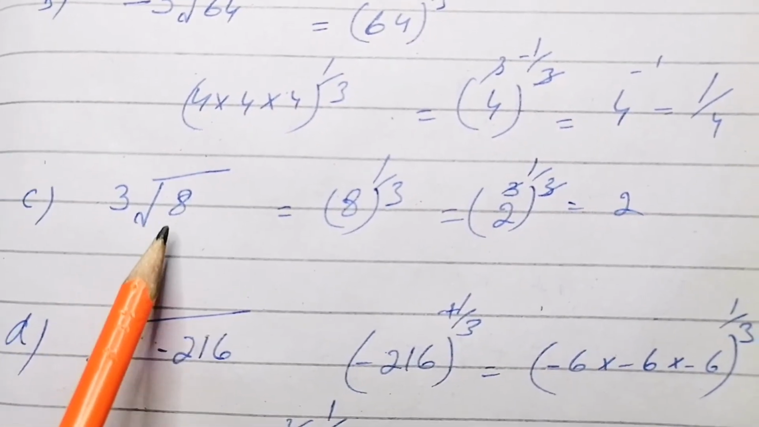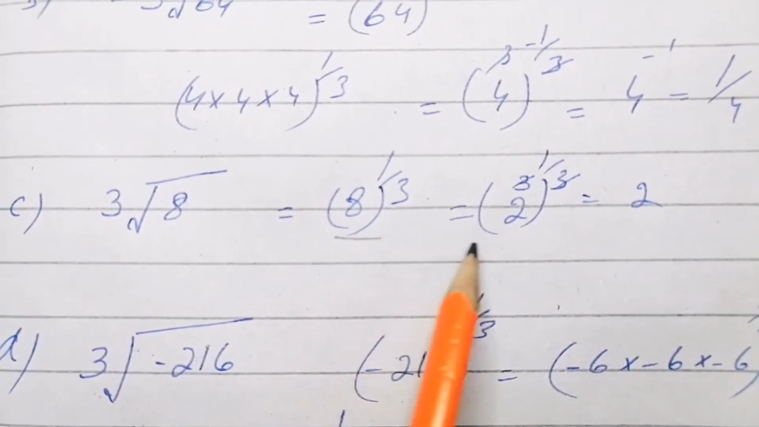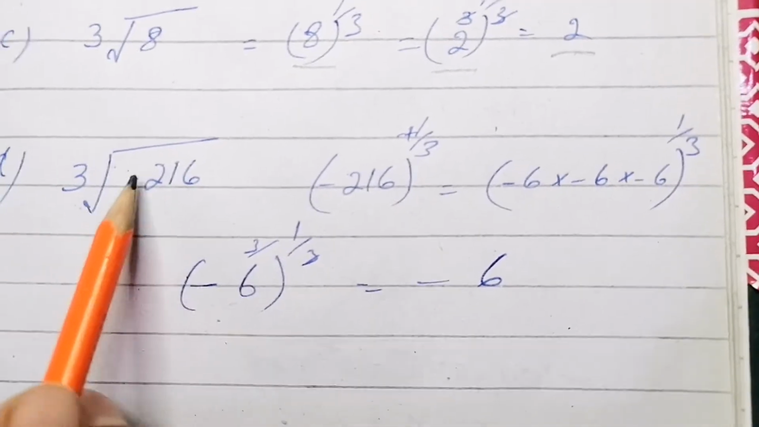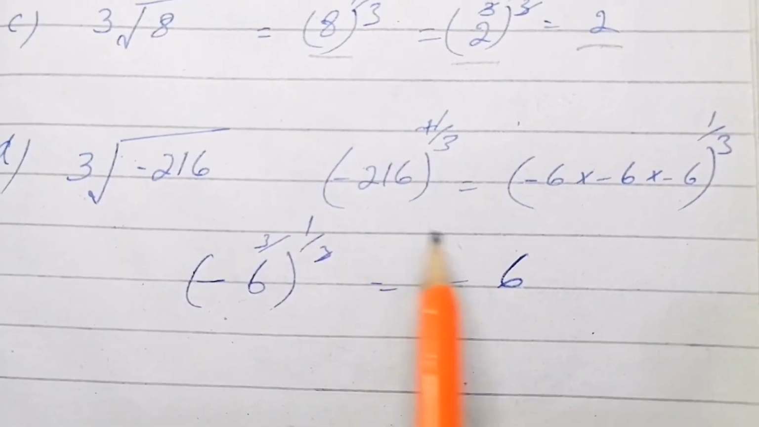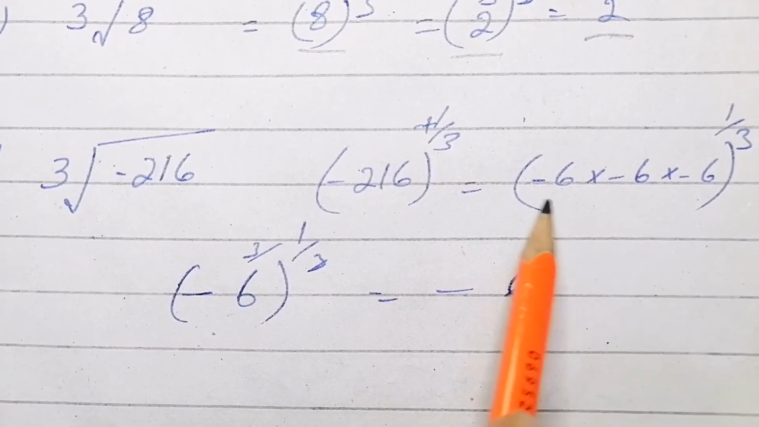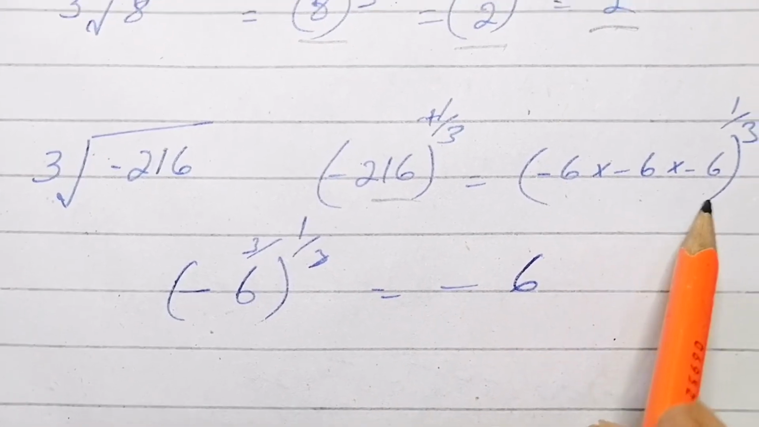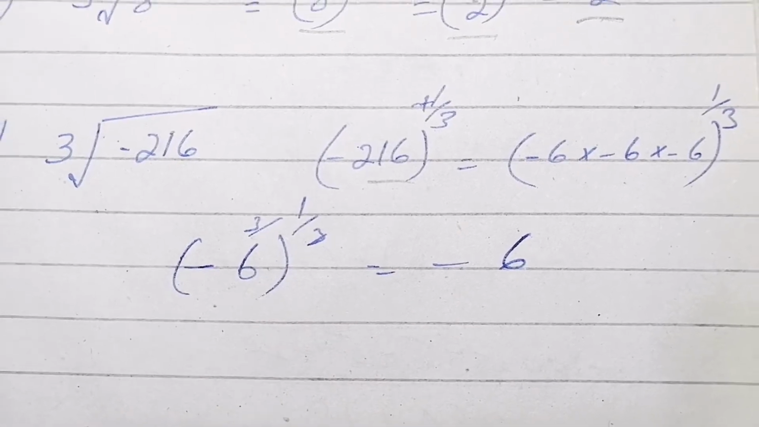Then the cube root of 8 is 2, right? So again we have taken the cube root, and the answer is 2. Then the cube root of minus 216, that is minus 216 raised to the power 1 over 3, removing the sign of the root. The factors of 216 are 6 multiplied by 6 multiplied by 6. 6 raised to the power 3 cancels, and minus 6 is the answer, right?